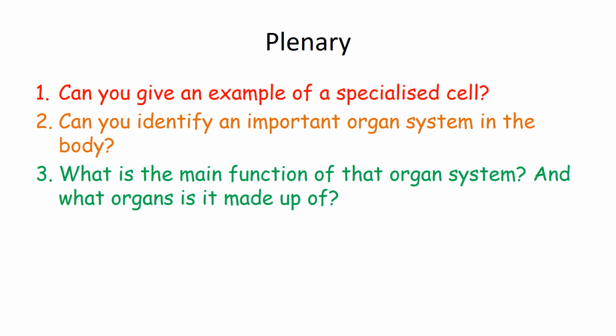Okay, so an example of a specialized cell, you could have chosen a muscle cell, a red blood cell, a sperm cell, a nerve cell. There are plenty of others, including plenty of plant specialized cells, which we will look at in later lessons.